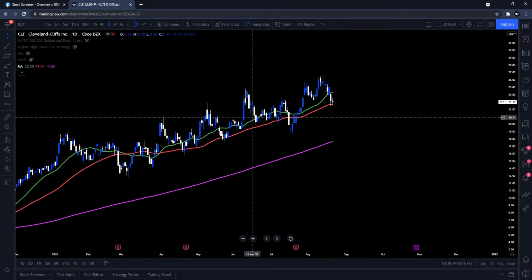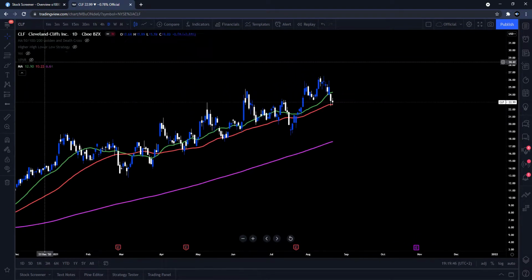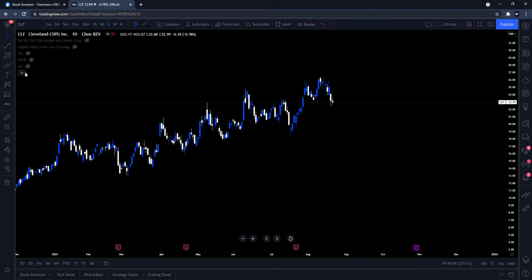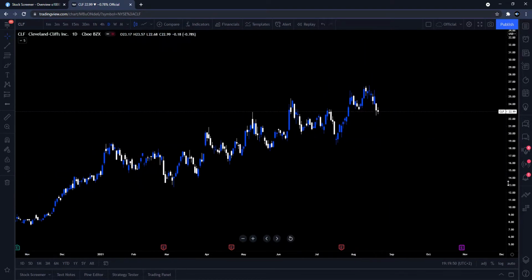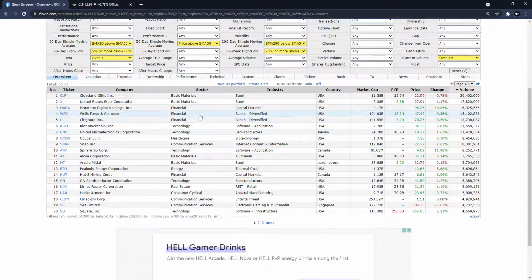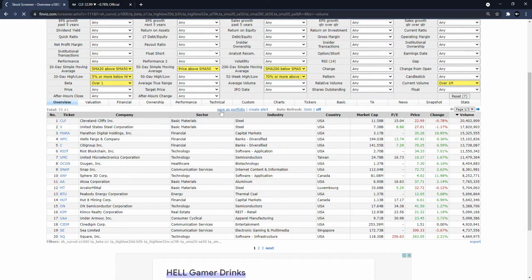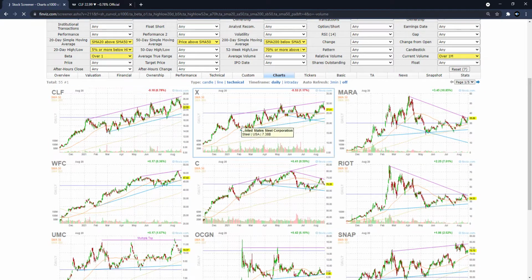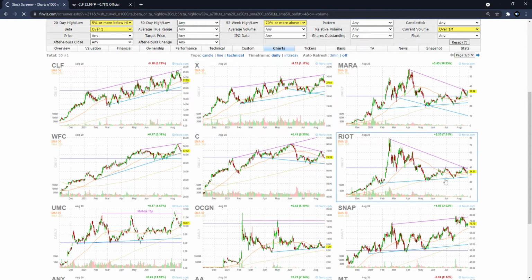So if you want to try to analyze the chart, well, I would just go ahead and do this. Okay, so top-down analysis about CLF. This is just one of the stocks. I mean, you have a dozen of them right here. You can just go and check the charts right here too. Okay, so we can go check Riot too.